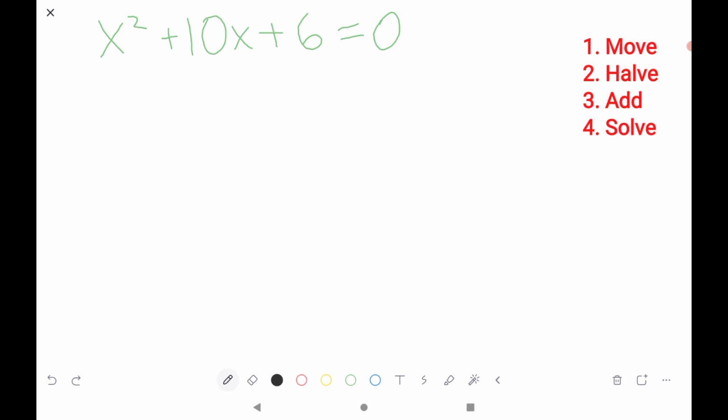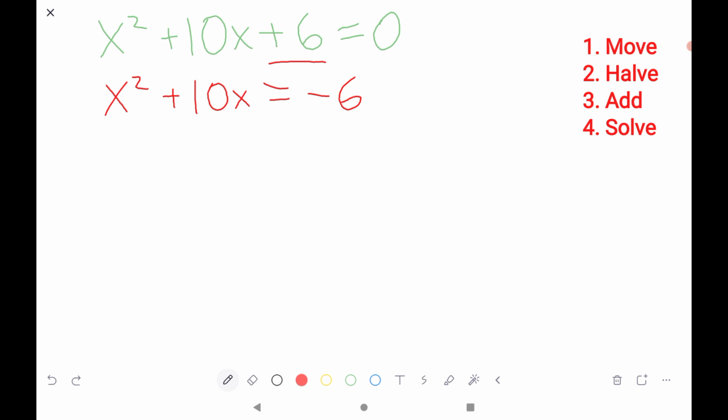Let's start with step number 1, move. All we want to do is move the constant term, which is this plus 6 in this case, because it doesn't have an x next to it, to the other side of the equation. So when I move the plus 6 to the other side, it becomes a minus 6. So that's step number 1 finished.